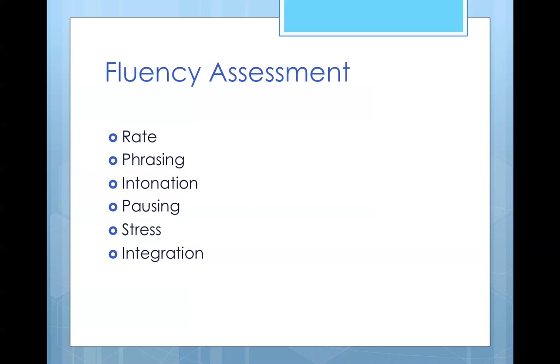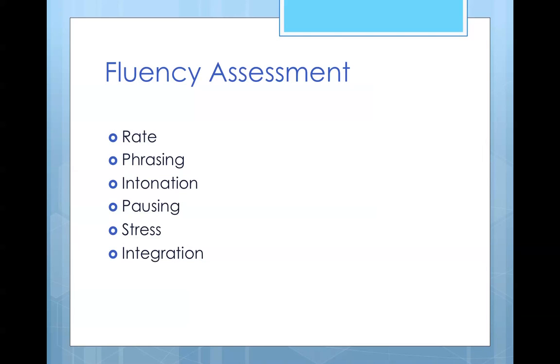The Fountas and Pinnell Fluency Assessment focuses on 5 main areas: rate, which is the pace at which the reader moves through the text, and an appropriate rate moves along rapidly with few slowdowns, stops, or long pauses to solve words. If a reader only has a few short pauses for word solving and picks up the pace again, look at the overall rate. Phrasing. Phrasing refers to the way readers put words together in groups to represent the meaningful units of language.